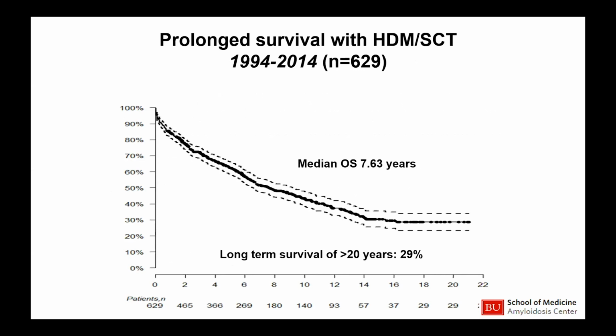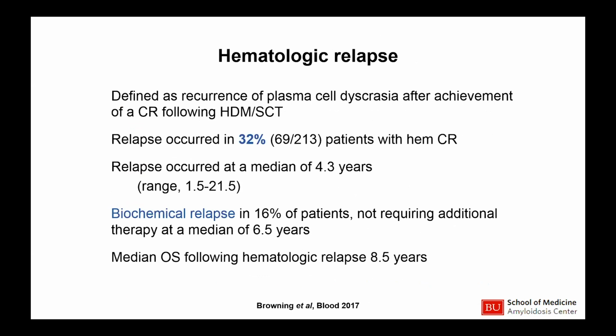Median overall survival for 629 patients who have undergone stem cell transplantation is 7.6 years, with 30% of the patients achieving long-term survival of greater than 20 years. Hematologic relapse, defined as recurrence of plasma cell dyscrasia after achievement of a complete hematologic response following stem cell transplantation, occurred in 32% of the patients at a median of 4.3 years, ranging from 1.5 to 21.5 years. Again, it is important to note that relapses can occur even after 20 years of follow-up.